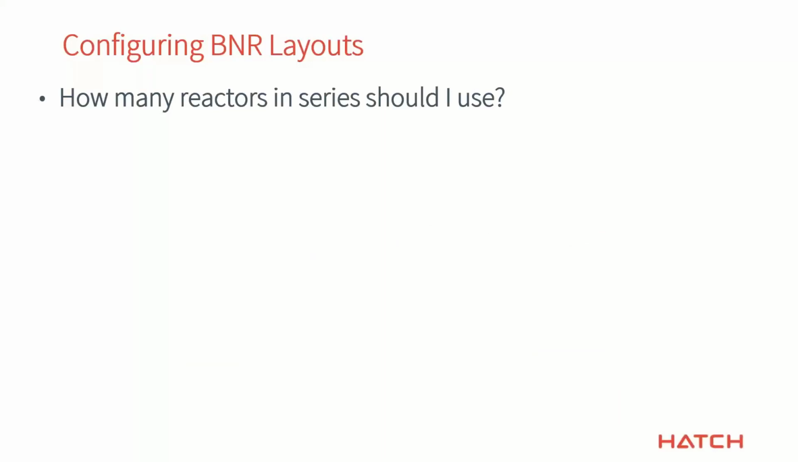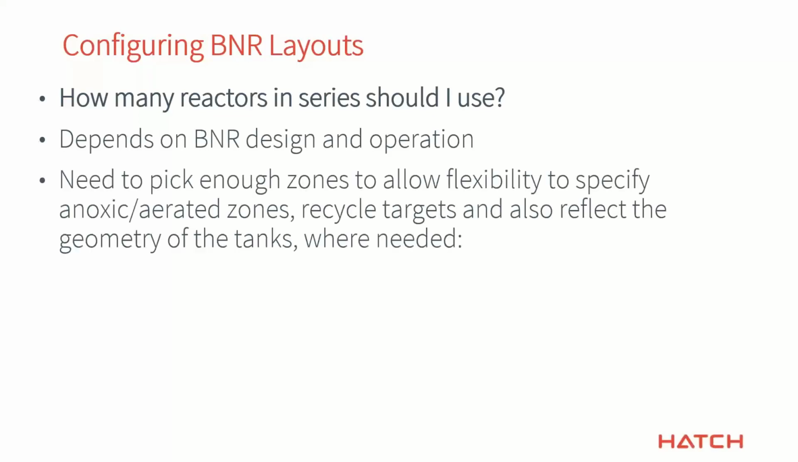Okay, so once you've decided which way you're doing it, one question is, how many reactors in series should I be using for this? And there is no hard and fast answer to that. However, it is a function of the BNR design that you are doing and the way that it's going to be operated. So you need to pick enough zones in series to allow some flexibility to get the right number of anoxic and aerated zones, the way you're going to move your internal recycles through, and also reflect the geometry of the tanks a little bit where needed.